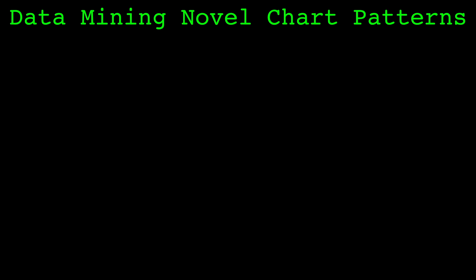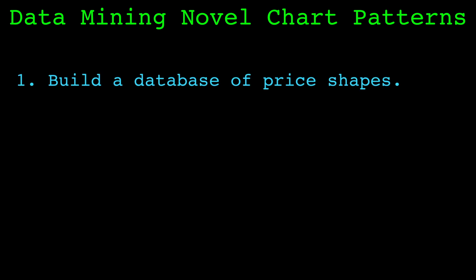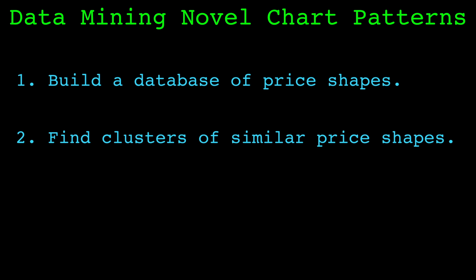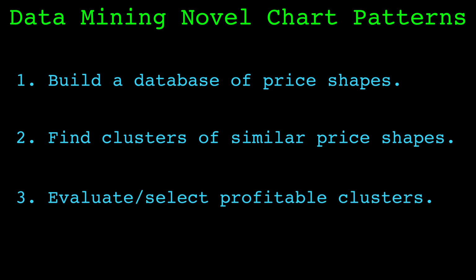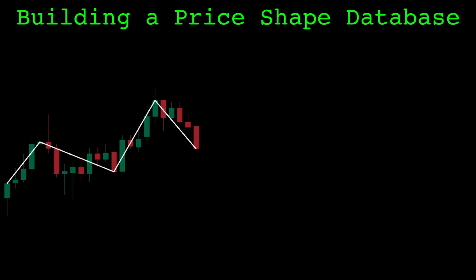There are three main steps in this approach. First, we build a dataset of price shapes. Then we cluster the dataset into groups of similar patterns. Then we assess and select the best patterns that tend to precede a move in the price. First, we need to build our dataset.